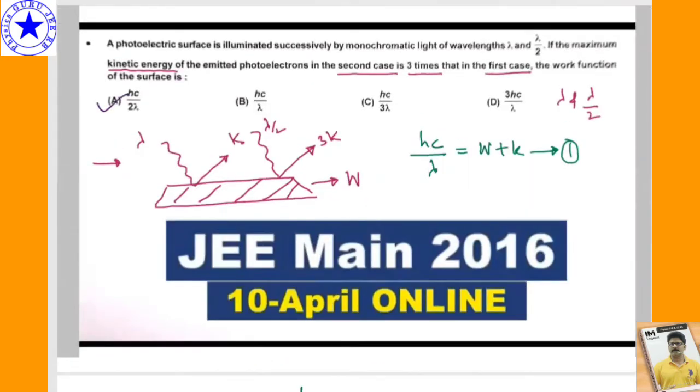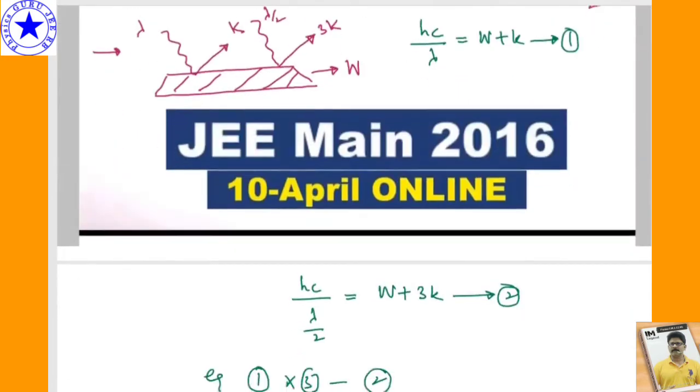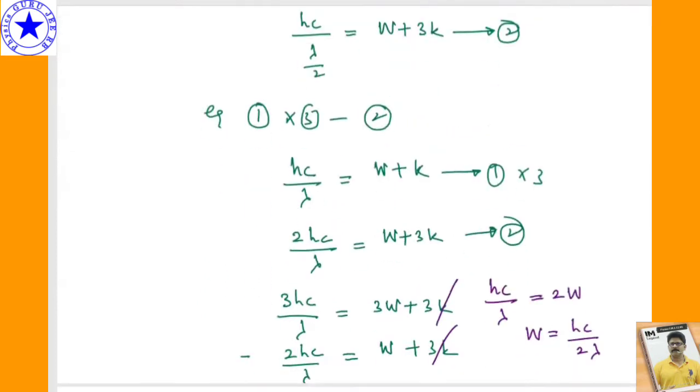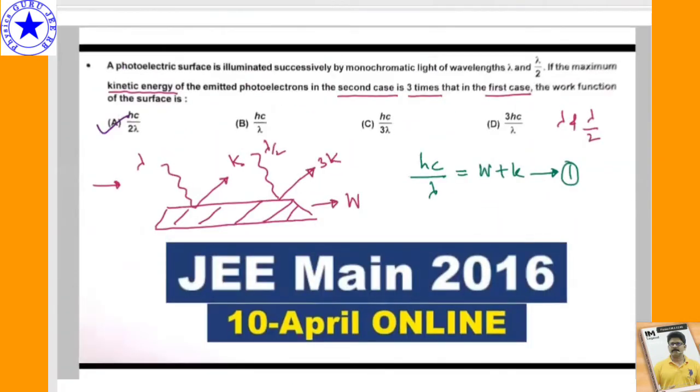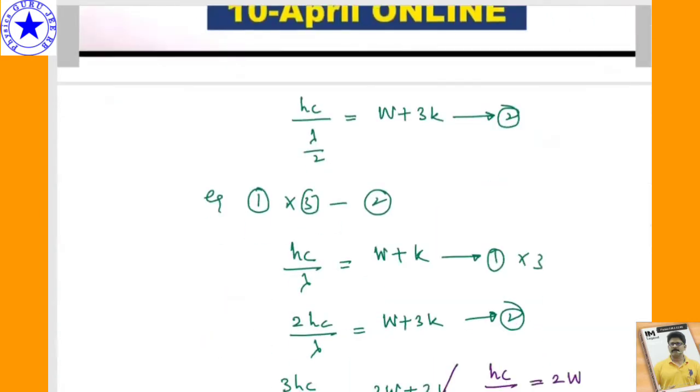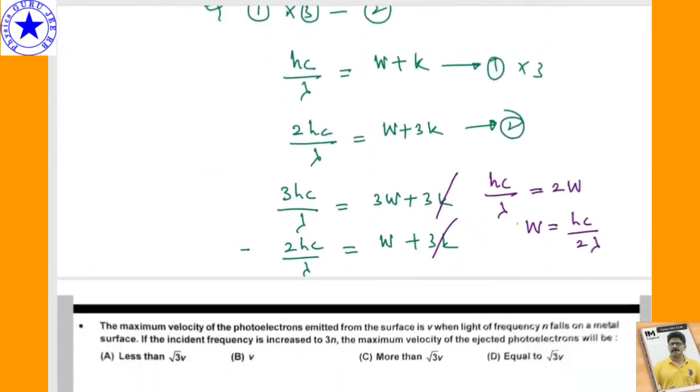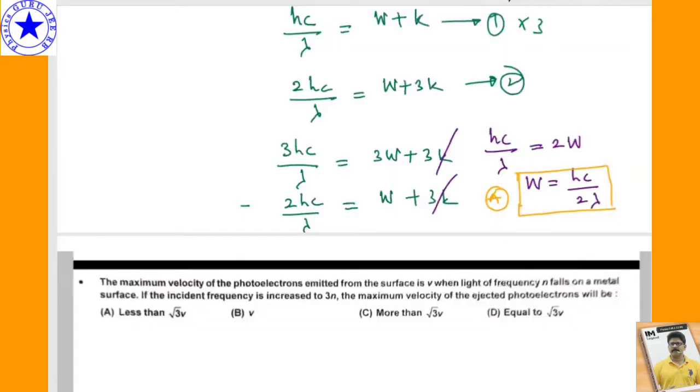Hope this is the correct answer. hc by 2 lambda is given in JEE Mains 2016. So what I did here, I simply took the first equation. Lambda is changing to lambda by 2. Kinetic energy in the first case is k, the second case is 3k, right? Hope it is clear. Then simply substituted, and this is the answer, which is matching with option A. Answer is option A. Next we'll move with the next question.